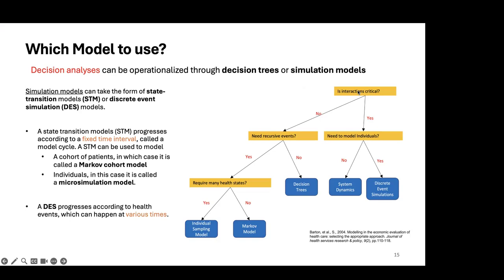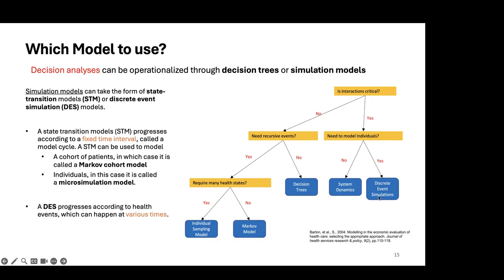Interaction means human interaction. For example, diabetes. Is the interaction important? No, diabetes is not an infectious disease. With COVID-19, interaction is important, right? So there are two different diseases, diabetes and COVID-19. In COVID-19 interaction is important, but in diabetes interaction is not important. So you basically decide which of these models to use.